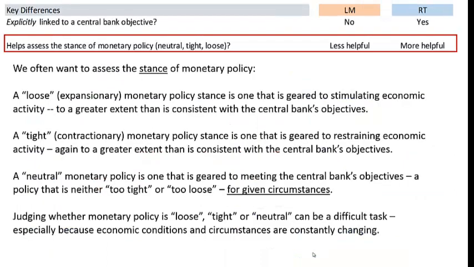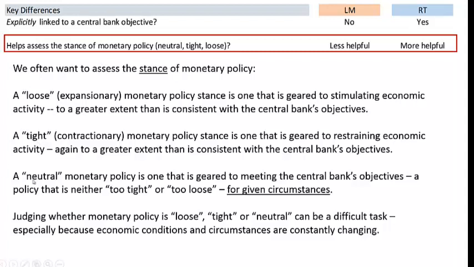We often want to assess the stance of monetary policy. What do we mean by the stance? Well, when we talk about a loose monetary policy stance or an expansionary stance, that's one that's geared to stimulating economic activity to a greater extent than is consistent with the central bank's objectives and also consistent with given circumstances. In the other direction, a tight or contractionary monetary policy stance is one that is geared towards restraining economic activity, again, to a greater extent than is consistent with the central bank's objectives or the given circumstances.